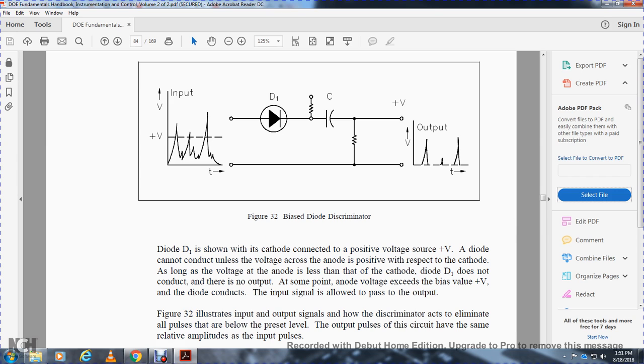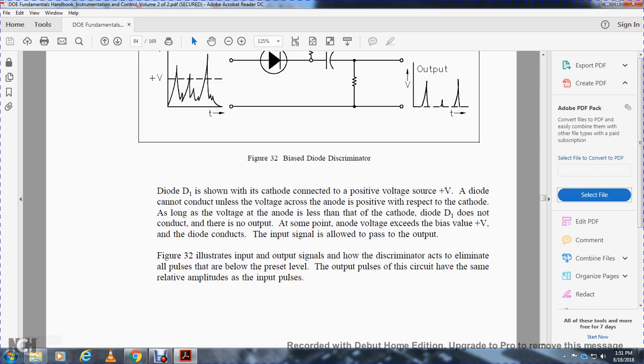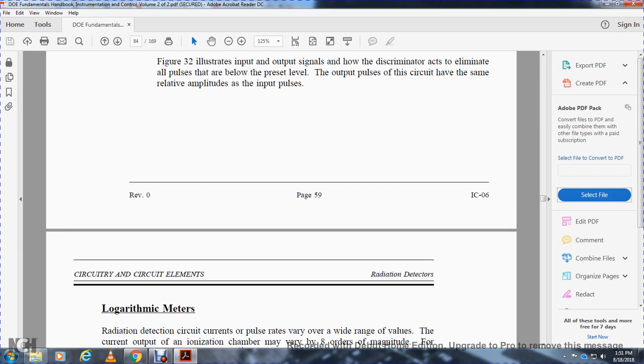At some point the anode voltage exceeds the positive bias voltage, and the diode conducts, and the input signal level passes to the output. Figure 32 illustrates the input and output signal: how the discriminator acts and eliminates all pulses below the preset level. The output pulses of the circuit have the same relative amplitude as the input pulses.